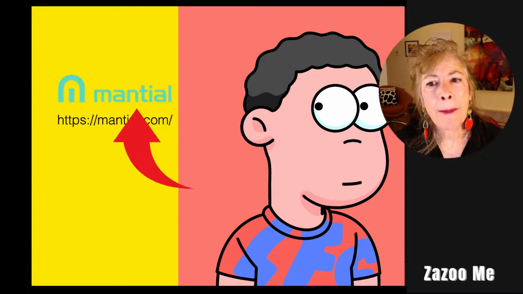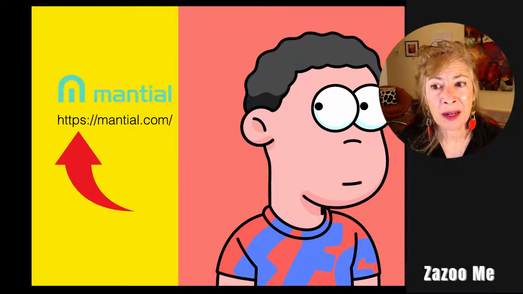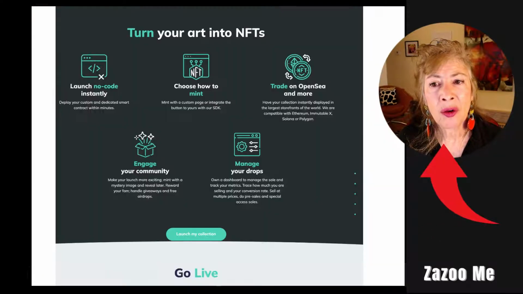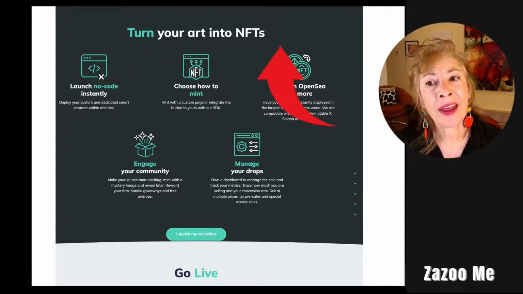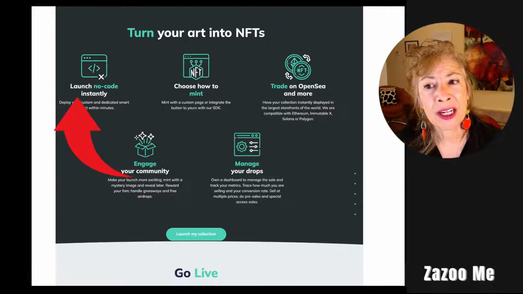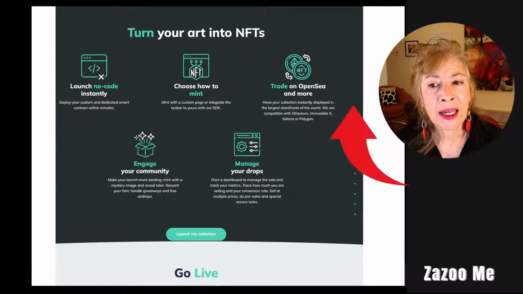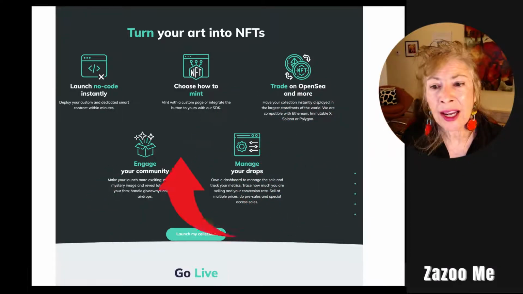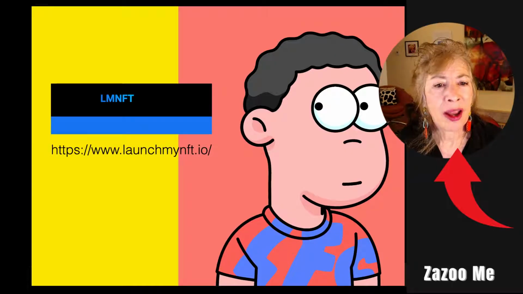The next one is Mantial. I'm not sure if that's exactly how you pronounce it, but their website is mantial.com. And when you go to it, it shows you, number one, that you can launch your NFTs no code instantly. You can do all the minting. It will allow you to add in OpenSea, community, and everything else. And this one you pay for. But go and check it out.